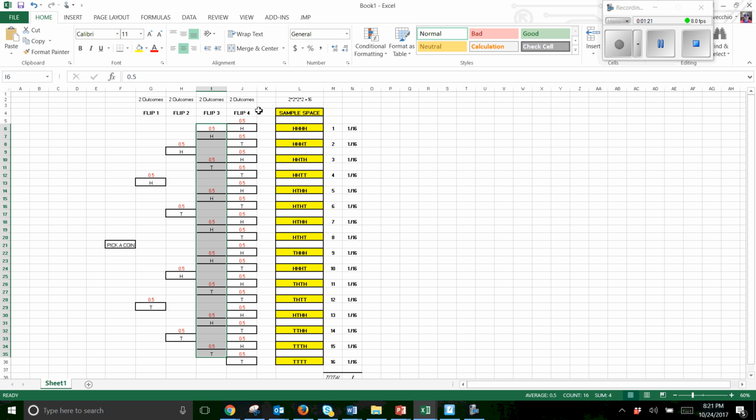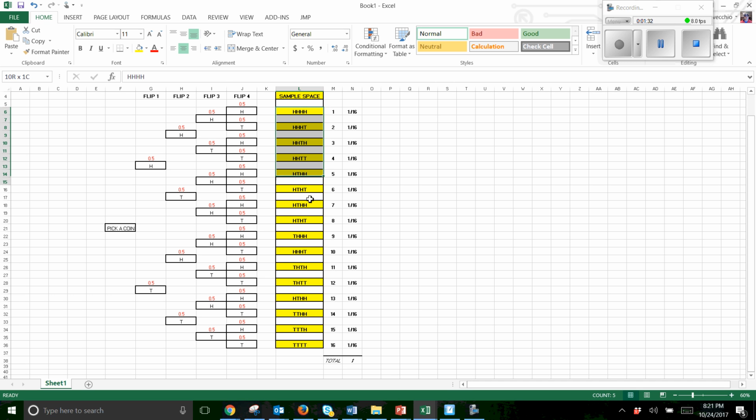So for the 4 flips, now you have another 2 options. So you have 2 outcomes for each, for the 4 flips, or 2 times 2 times 2 times 2, which is 16. So here's the example of the sample space. These are all the possible branches. As you can see, there are 16, and each one is equally likely.